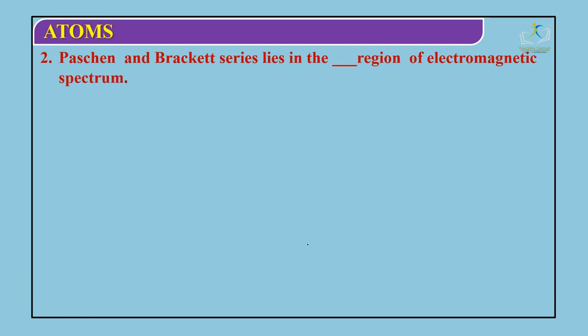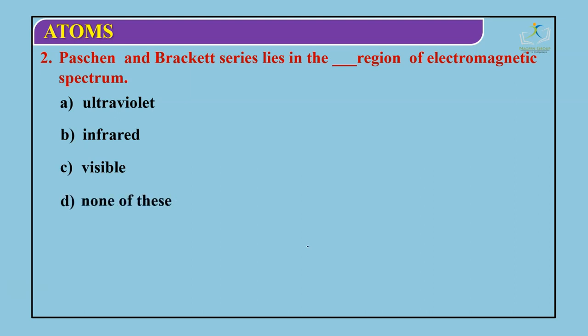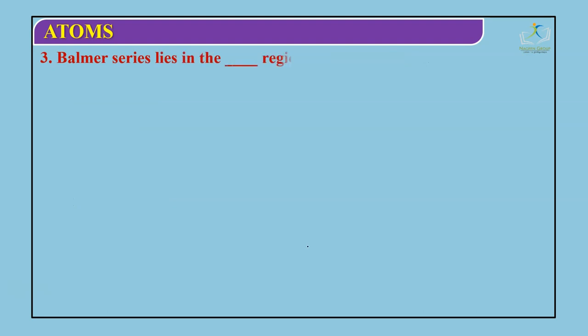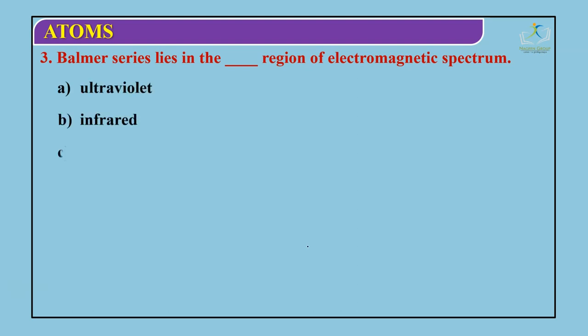Paschen and Brackett series lie in which region of the electromagnetic spectrum? Options: ultraviolet, infrared, visible, none of these. The correct answer is infrared. Balmer series lies in which region of the electromagnetic spectrum? Ultraviolet, infrared, visible, none of these. The correct answer for this question is visible region.